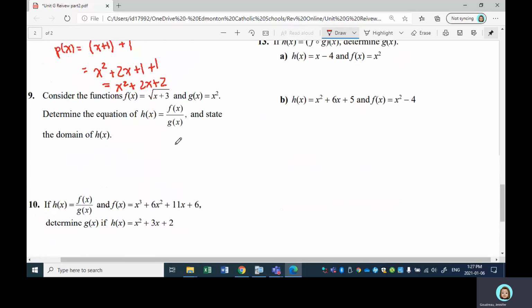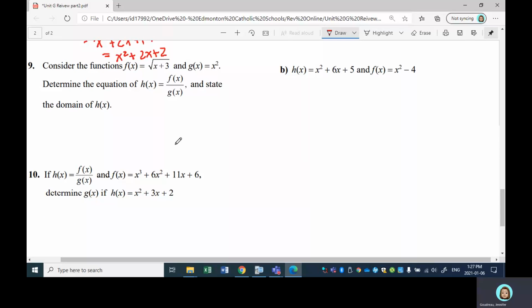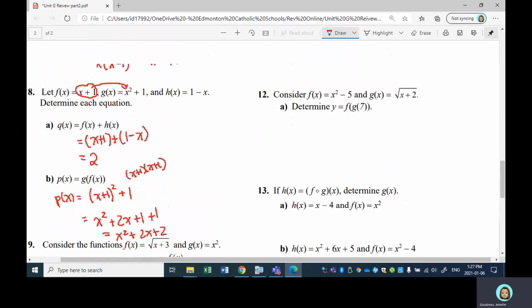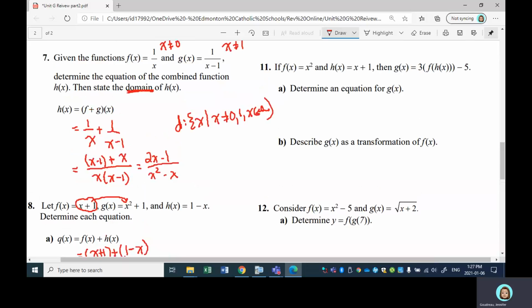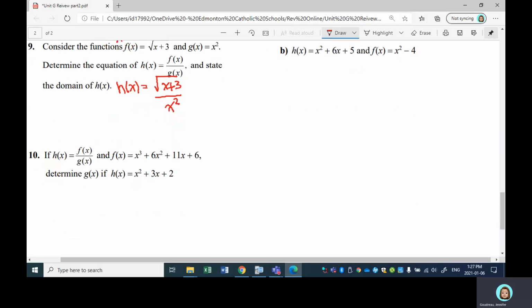Question 9, consider the functions f(x) equals root x plus 3 and g(x) equals x squared. Determine an equation for h at x, which is f over g, and state the domain. Okay, great. H at x equals f at x, root x plus 3, over g at x, x squared. And remember when I keep saying we want to simplify when we can? This is as simplified as this gets. So in this case, I'm just going to leave h at x like that. It's not like the ones above where we can do some expanding or get a common denominator or collect like terms. This is as simplified as h at x is going to get.